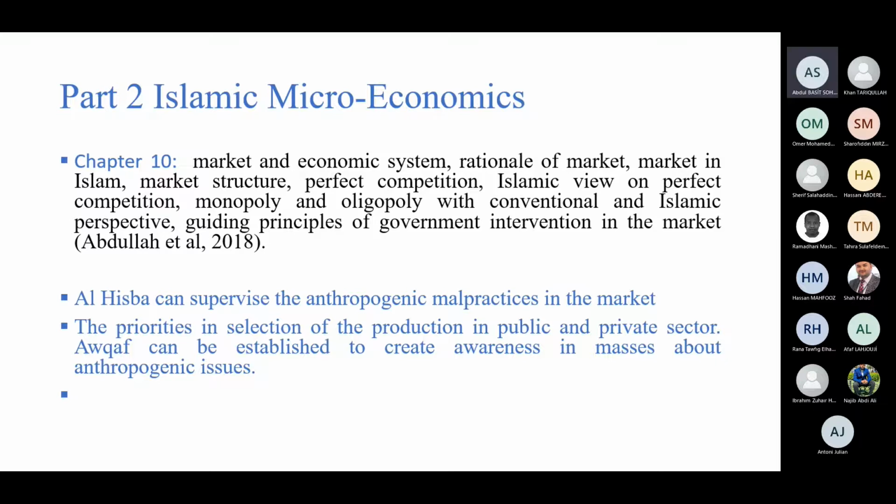So, Hisba can provide a good opportunity under Islamic economics to protect the environment as well. So, the priorities in selection of production in the public and private sector. For example, a Waqf can be established to create awareness in the masses about anthropogenic issues. So a Waqf can be used for environmental protection as well.